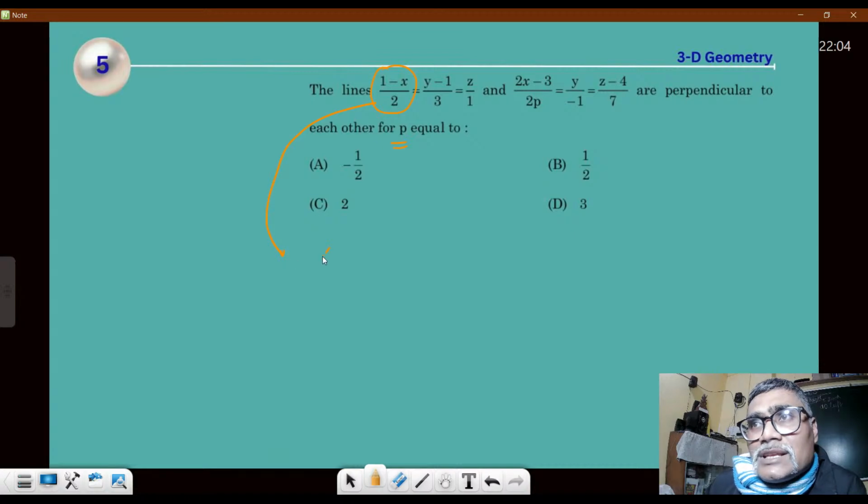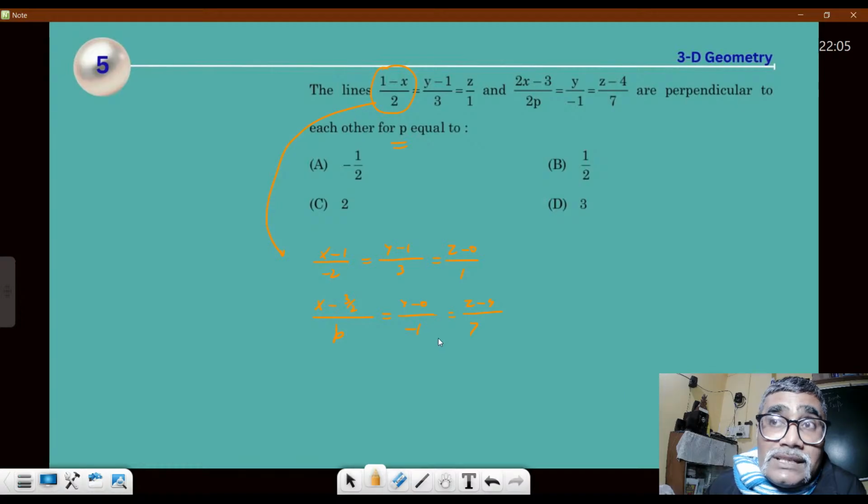So it will be x minus 1. So there will be a change of sign in the denominator. Fine. Then y minus 1 over 3. z minus 0 over 1. Fine, my standard form is coming. Here I should write this also in the standard form. It should not be 2 times x minus 3. It should be x minus something. So I have to divide by 2. So it is x minus 3 by 2 divided by p. Then y minus 0 divided by minus 1. And then z minus 4 divided by 7.